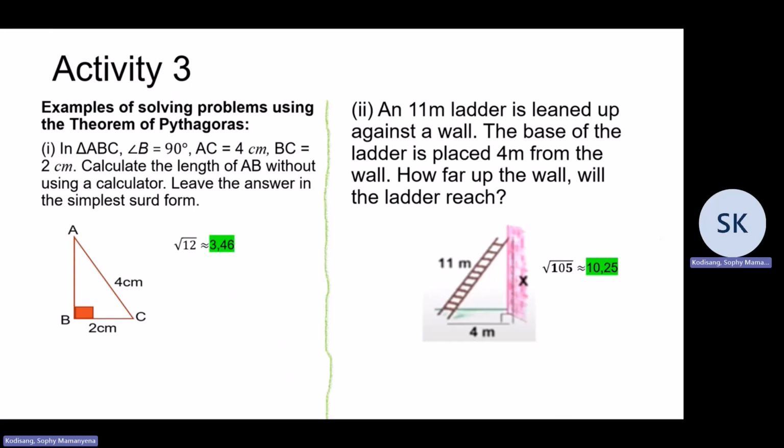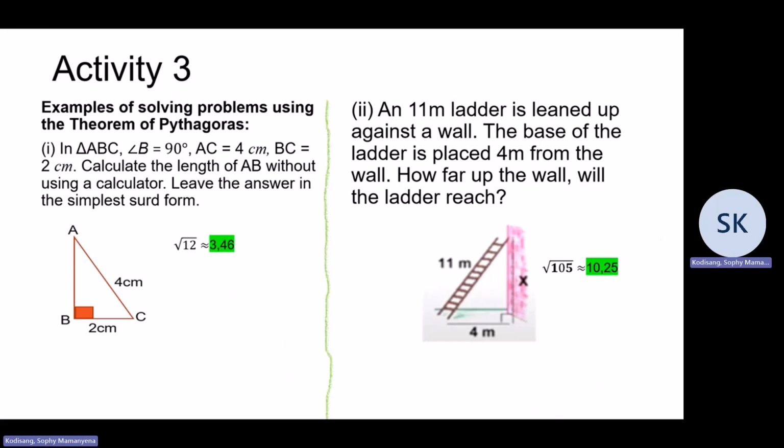In triangle ABC, angle B is 90 degrees. It's illustrated there. It's important to use figures. Represent the word problem by using figures or tables. This will make your life very much easier. Angle B is 90 degrees. AC is 4 centimeters. It's the hypotenuse. We can see BC is 2 centimeters. Calculate the length of AB without using a calculator and leave the answer in the simplest surd form.